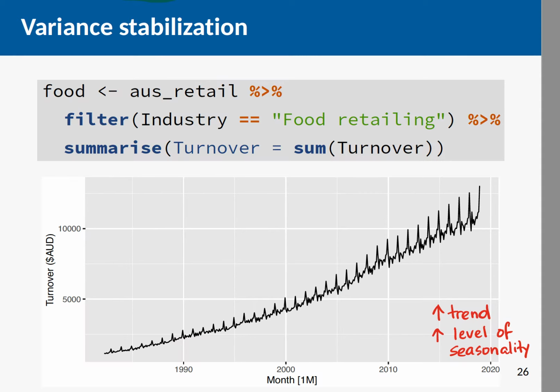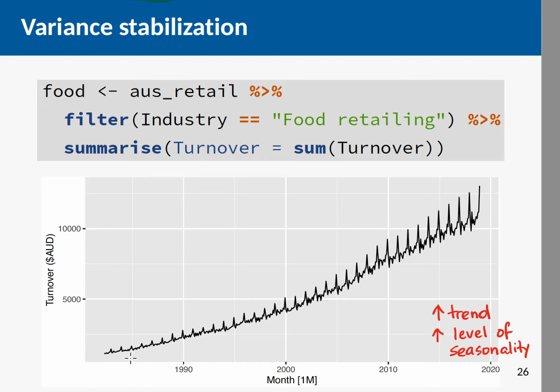So let's take a look at this particular series. If you want to reproduce this chart, you can follow this code here, where we're looking at Australian retail data, filtering by industry and focusing on the food retail industry, and looking at the turnover. So what we're plotting here is the turnover in that sector in Australian dollars over time. And what you can see here is that there is an increasing trend in this time series.